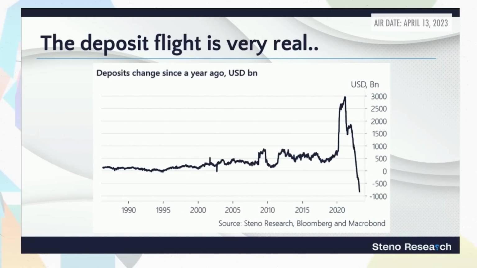First of all, the deposit flight is very real. On the latest set of updated numbers, we are now at a deposit flight of almost $1 trillion over the past 12 months. So the amount of deposits held at US commercial banks is now down almost $1 trillion since 12 months ago. This is historical. We've never seen anything like it in nominal terms, of course, but we've never seen anything like it as a percent of bank balance sheets either. So this is by far the most extreme event from a deposit perspective seen in modern banking history.